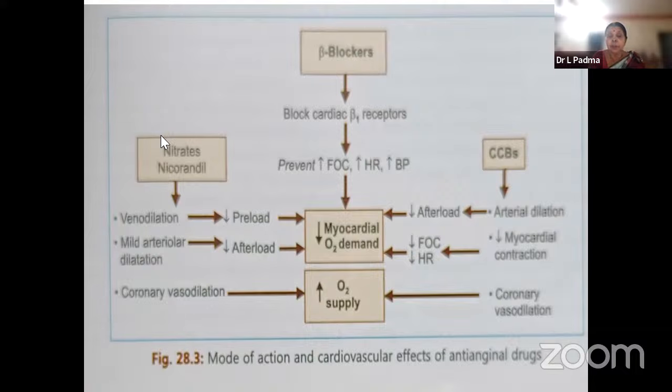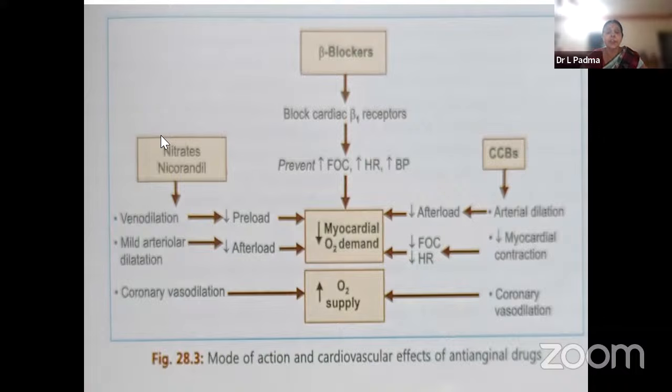Nitrates, as I told you, two words you remember. First is venodilatation, decrease preload. Later on, it is arterial dilatation and decrease afterload. Hence coronary vasodilatation. CCBs decrease afterload, arterial dilatation, decreases myocardial infarction, very doubtful. Okay, decrease force of contraction or heart rate, but not to that extent because it should go around and come back. Whereas beta blockers block cardiac beta 1 receptors and prevent all the three, thereby decreasing myocardial oxygen demand and hence increasing the oxygen supply.